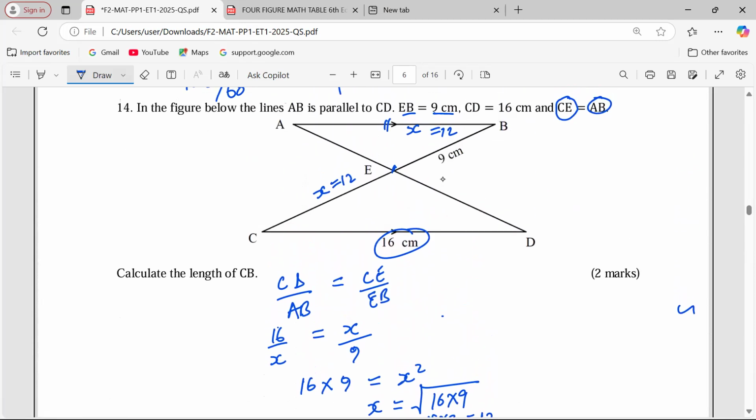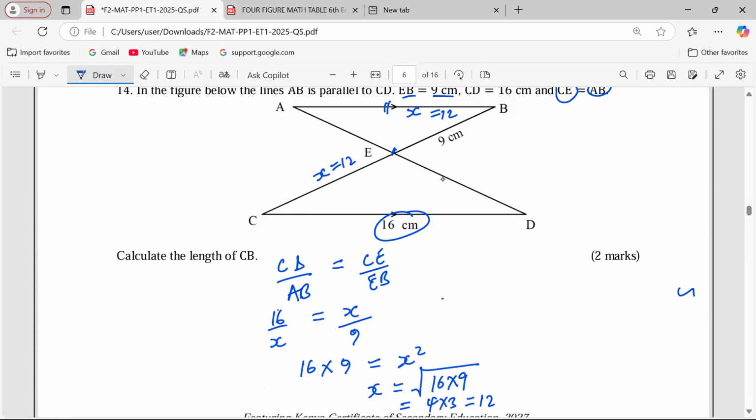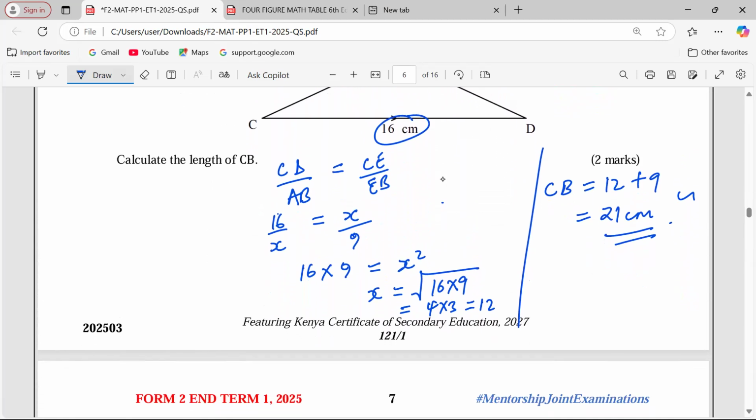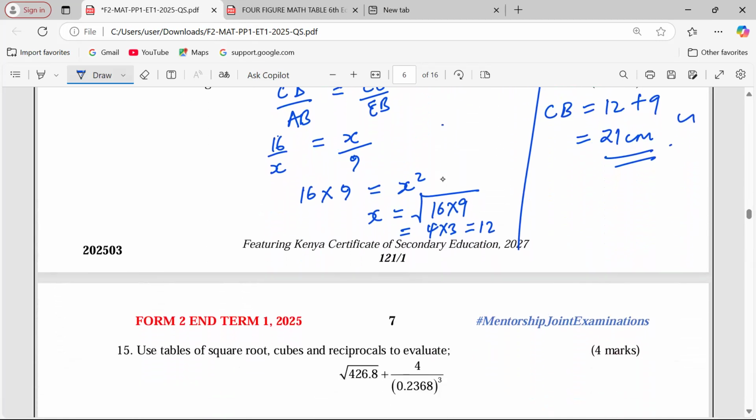With that, we can also talk about the total length of CB. That is not 12, 12 is not CB. So CB shall be 12 plus 9, giving us 21 centimeters. That is the total length. Yes, 21 centimeters.